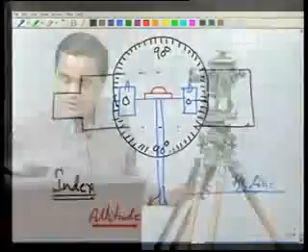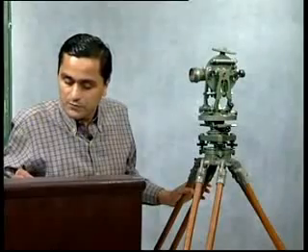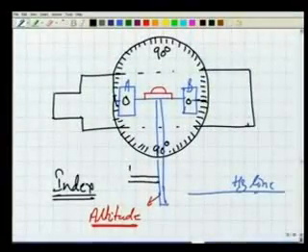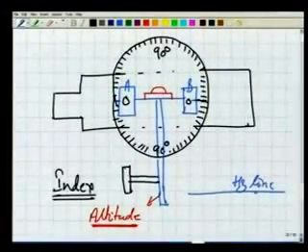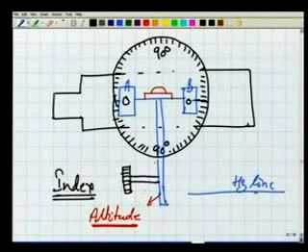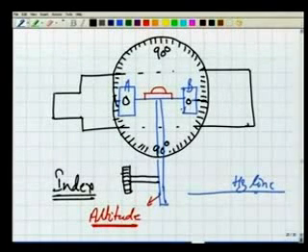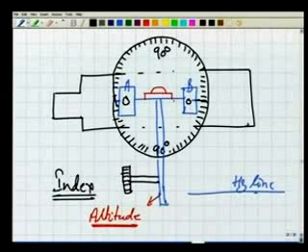This clip screw is basically fitted here. By rotating this clip screw, it is possible that we can rotate our index frame, and we can make it horizontal. So this is the clip screw.